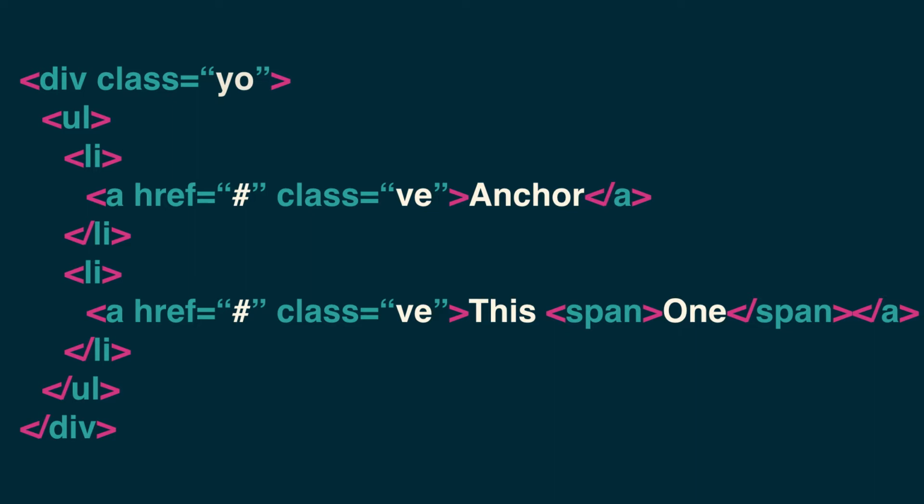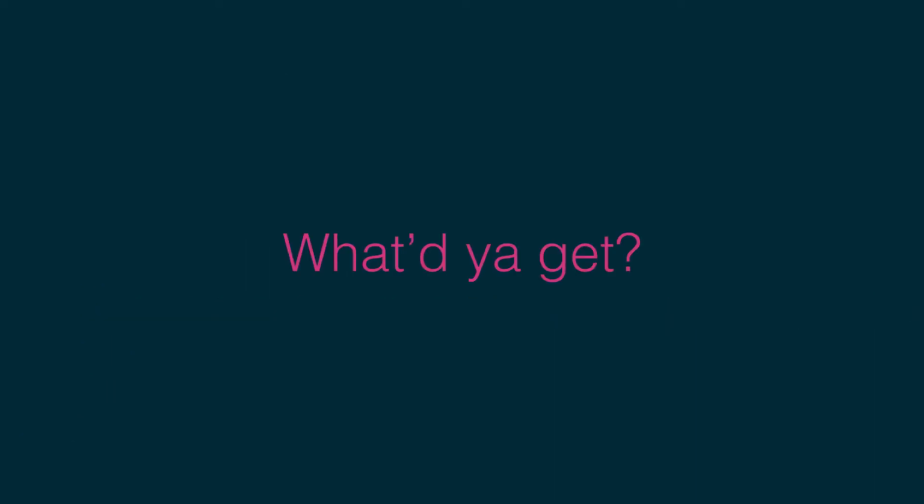So if you had to give me a path, I would do dot container space, oh wait, sorry, dot yo space ul space li space a space span. Nice. That is a correct path of traversal. You can also skip some of those elements. So we'll keep going because everybody's got this.